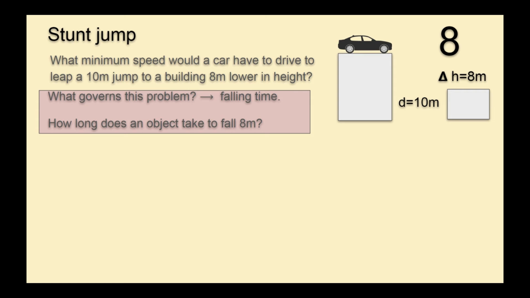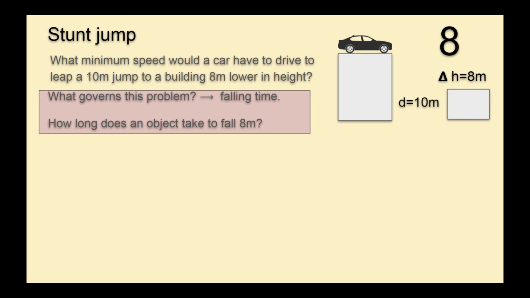Why is this the key? Because if you jump, by the time you've lost 8 meters, that's when you want to be at the other building. Let's suppose you didn't reach the building and you had fallen 8 meters. Now you plunge to your death. What happens if you were past the building before you fell to 8 meters down?